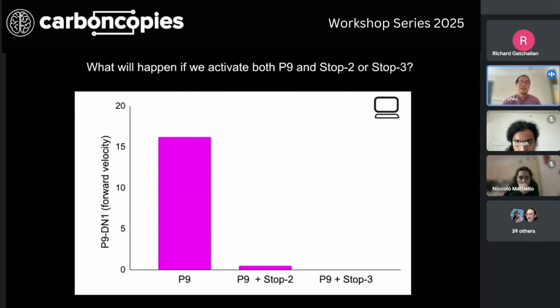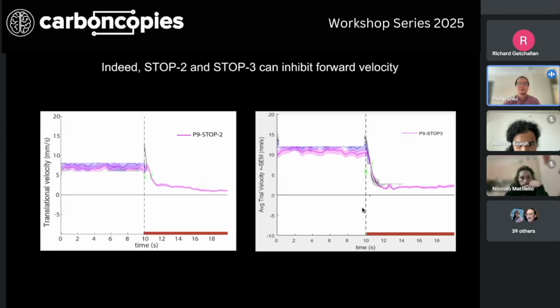If we activate both P9 and either STOP2 or STOP3, we find that these neurons result in inhibition of DN1. And it's not simply that this neuron directly synapses onto these neurons. Basically, it's more complicated than just that. But the point is that if we activate both P9 and either STOP2 or STOP3, these neurons cause activation of these neurons. Computational activation of these neurons results in inhibition of this neuron that we know controls forward velocity.